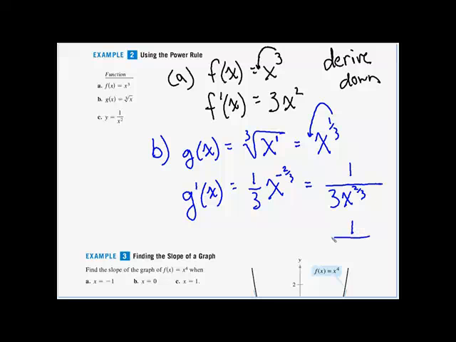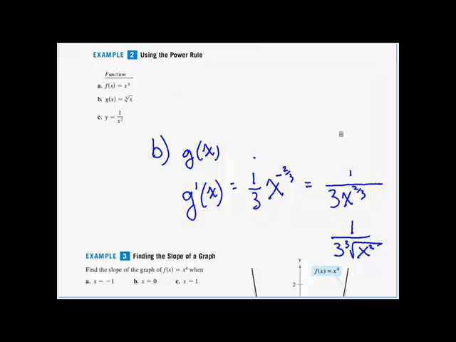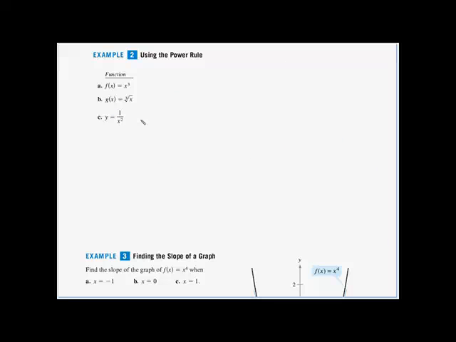And I guess if you don't like those rational exponents, you could rewrite that as a radical. That would be the 3rd root of x squared. However you would prefer to write it. Okay, and we got one more to go here for part C. Let me clear out a little room here.